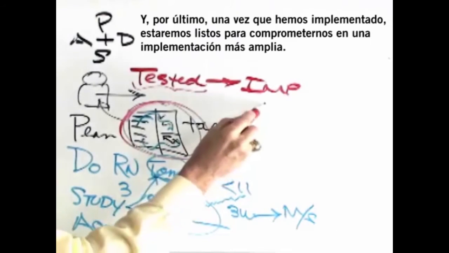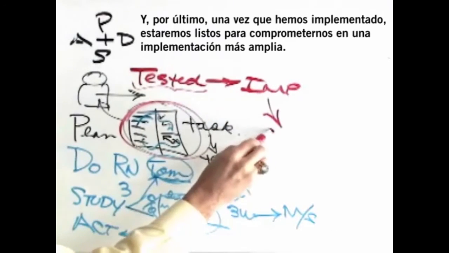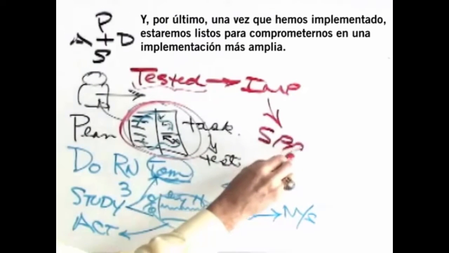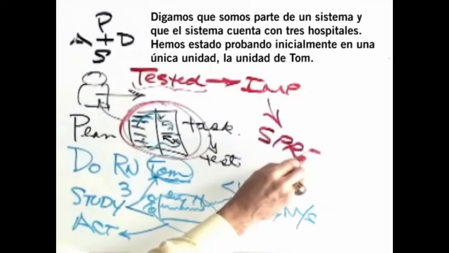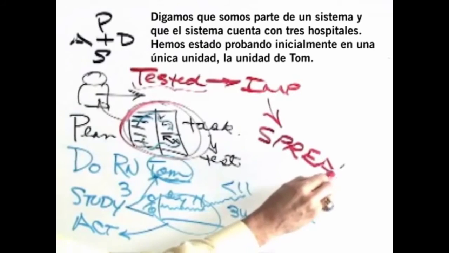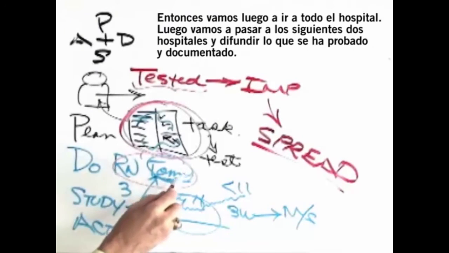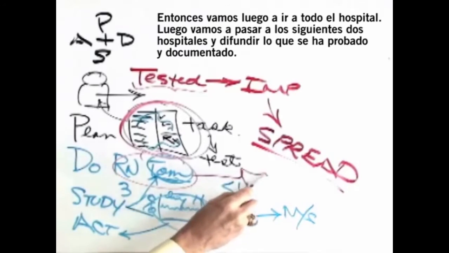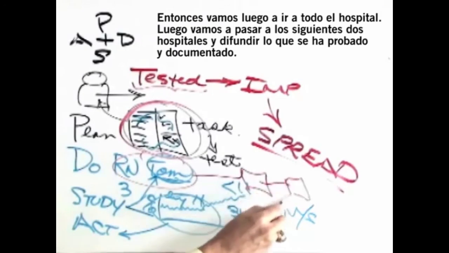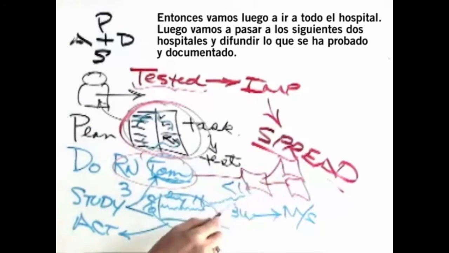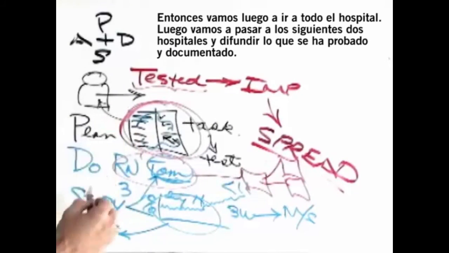And finally, once we've implemented, we'll be ready to engage ourselves in some spread. Let's say that we are part of a system, and that system has 3 hospitals. So we've been testing it starting on 1 unit, Tom's unit. Then we're going to go to this hospital. Then we're going to move to the next 2 hospitals and spread that has been tested and documented.